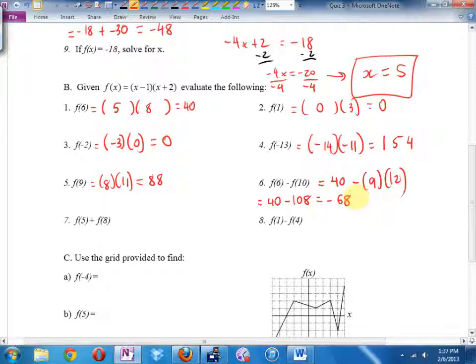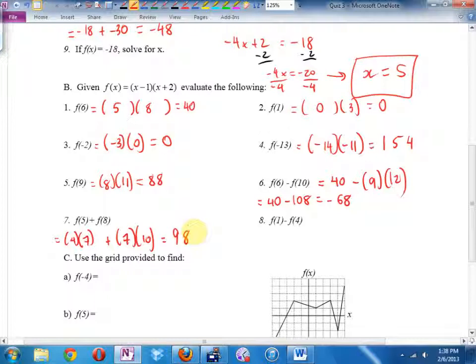Number 7, F of 5 plus F of 8. Oh, I'm going to have to do both of these because I don't see that I've done them anywhere else already. F of 5 is going to be 4 times 7 plus F of 8 is going to be 7 times 10. Ashley, is this 28 plus 70? I think so. 98? Yeah? No? Yeah, right? Ooh. Scared me for a second there. Thought I'd lost my touch.